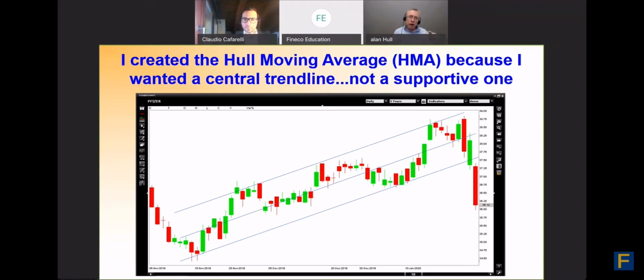What do you do when you have a channel that is curving up exponentially, and I can't use trend lines? So I wanted to create a central trend line that would replace that center trend line, and that's not a supportive one.